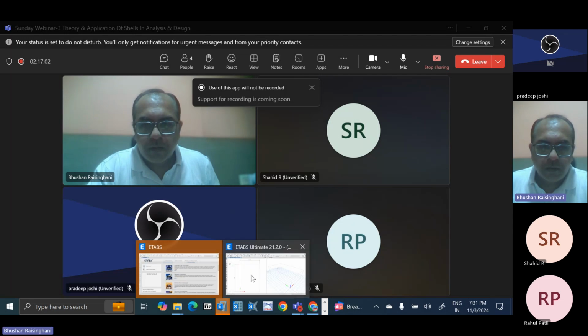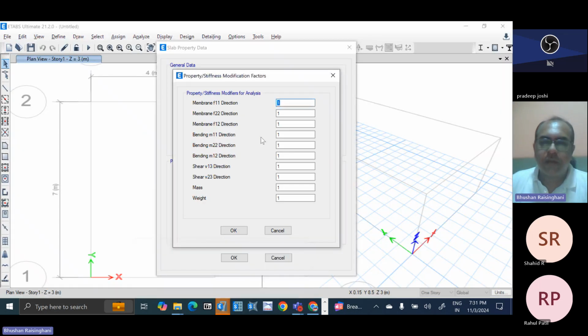So my target for today was to give an understanding of the modifiers. F11 is the in-plane force in direction X, F22 is the in-plane force in direction Y, and this is the tangential stress. So this is for the membrane element, and when you go with moment, you are going towards the shell element.